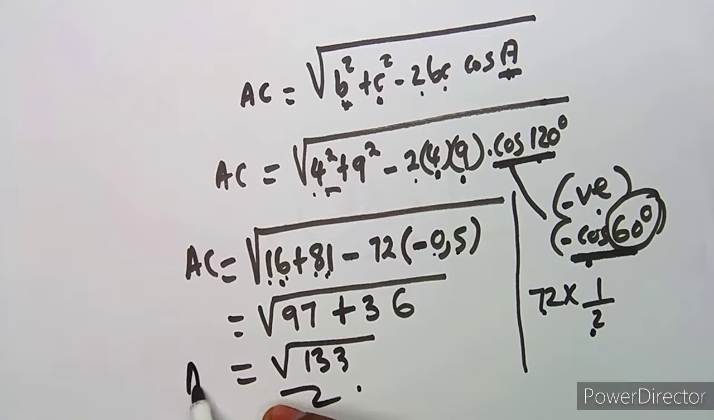So that's it. That's your AC in surd form. In surd form means you can't simplify that. All right, we can't simplify that square root any further, so that is in surd form.